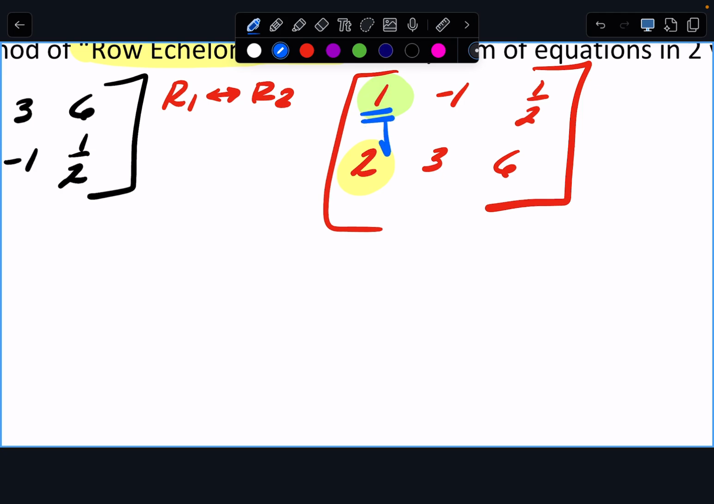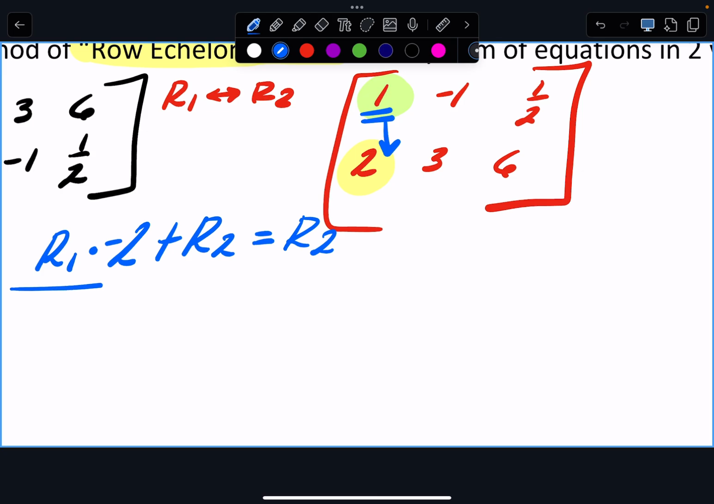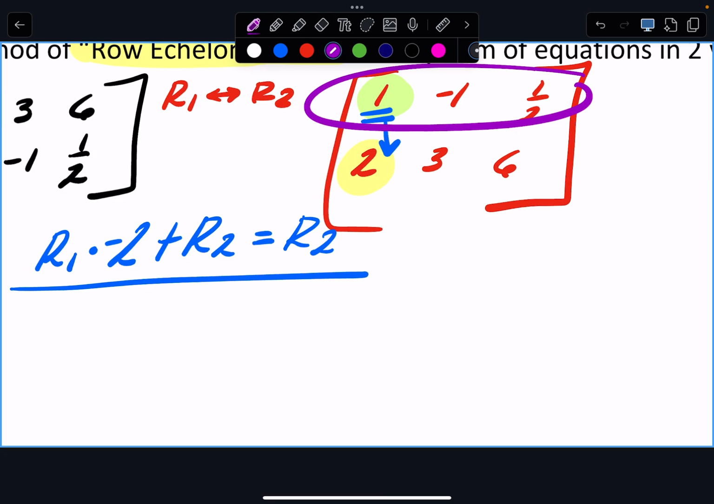So that times what will add up with that 2 to be 0. So row 1 times -2 needs to be added to row 2 so that we get our new row 2 with a 0. So row 1, timesing by -2, I get -2, +2. If I'm timesing by -2, is that -1?